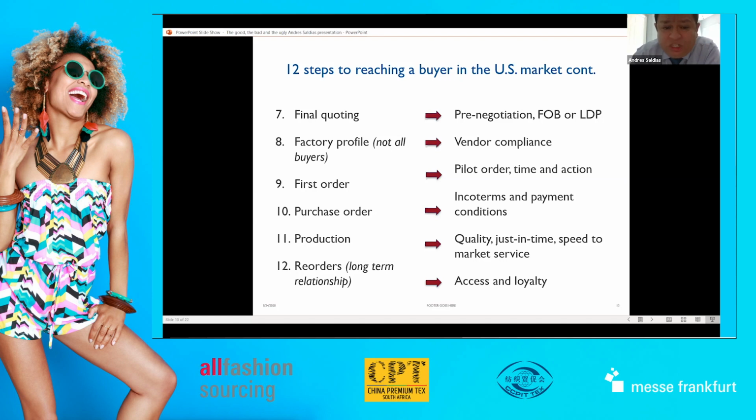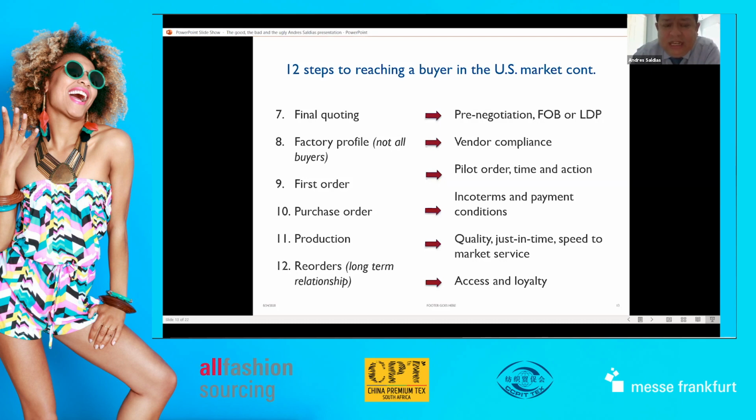They will issue your purchase order. That's the real negotiation and the payment conditions. And the most important and critical factor at the end is production, quality, just in time, due to the market. Once you do your first delivery, you will receive your first reorder. Once you get your first reorder, I always say it, then you have the client in your hand and you have access and you have loyalty.